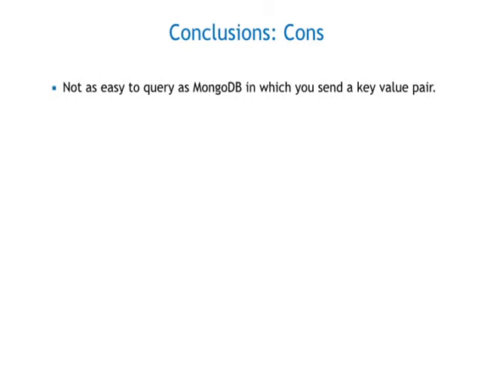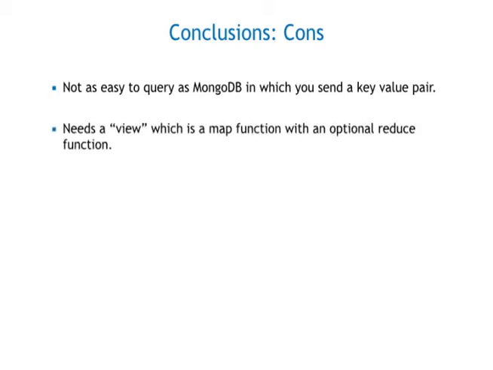The drawbacks are that it is not as easy to query as other NoSQL databases, such as MongoDB, in which you send a key value pair. For example, in Mongo we can send the key name and the value Ricardo. And MongoDB will return all the documents that contain the key name with the value Ricardo. As we saw, Couchbase Lite needs to create a view, which is a map function with an optional reduce function. This might be something we could take advantage of regarding big data. But in the day-to-day implementation, a query system like MongoDB will be easier to use.